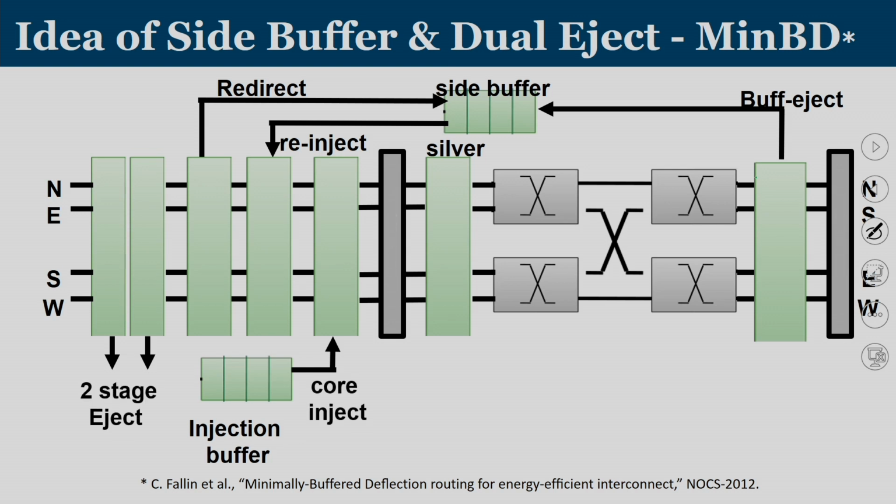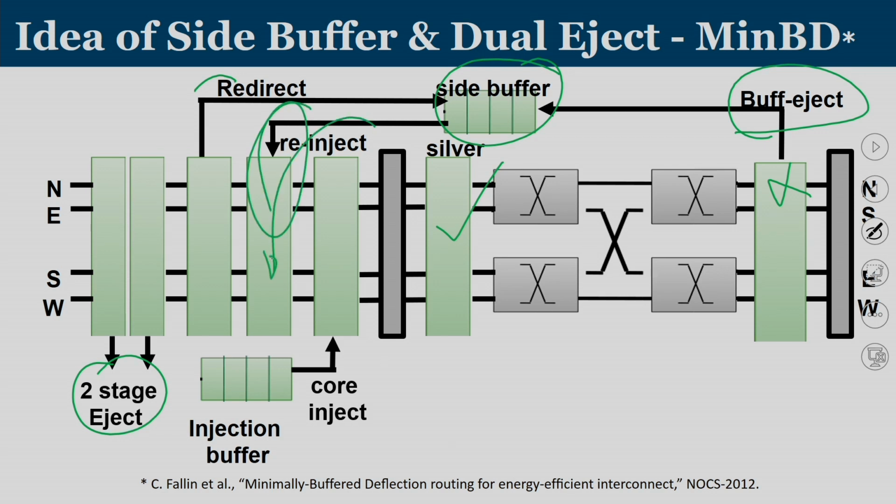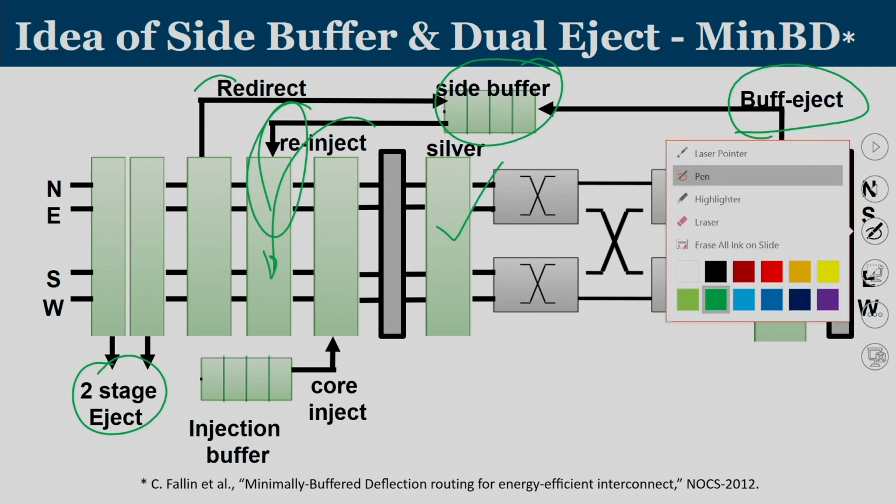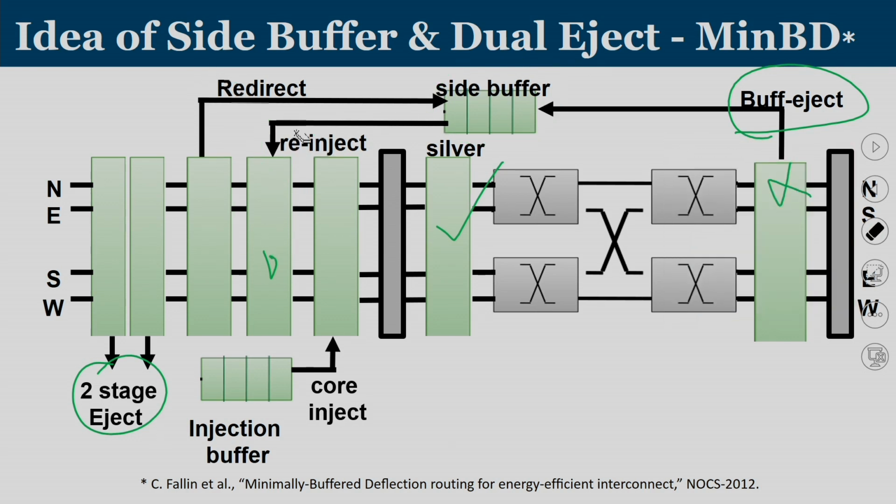So, the idea of side buffer and dual eject MinBD was published by Chris Fallin and his colleagues at the NOCS Network on Chip Symposium in 2012. So, this is the whole idea of the minimally buffered deflection router. We can see that it has two stages of eject. It has a silver flit module, it has a side buffer, and to take flits into the side buffer we have one unit called the buffer eject unit, and we have one unit which takes care of the redirection of flits into the router pipeline. So, this is the way the entire MinBD router works.